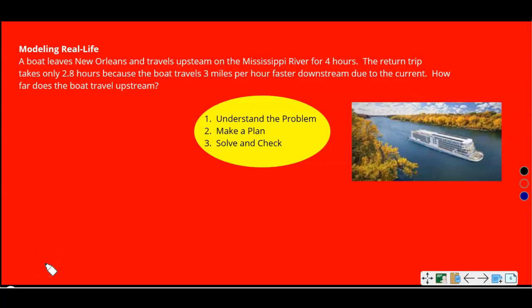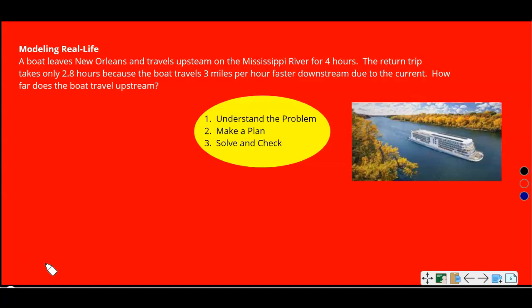Okay, we are continuing to solve problems with variables on both sides. And now we're going to look at a real life situation. The question says, a boat leaves New Orleans and travels upstream on the Mississippi River for 4 hours. The return trip takes only 2.8 hours because the boat travels 3 miles per hour faster downstream due to the current. How far does the boat travel upstream?